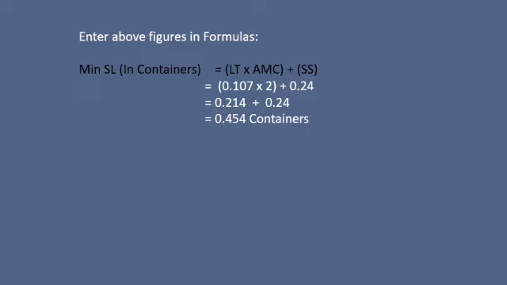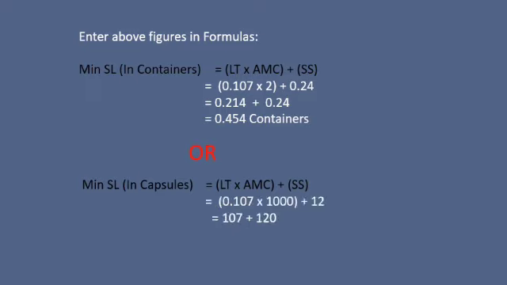Bear in mind that the quantities you can also work out as the quantity of capsules, but from the beginning decide which one you are going to calculate, either the capsules or the containers, and stick to that one formula. Otherwise, you will get confused with what you have on hand. So the other method to calculate the minimum stock level in capsules equals the lead time times average monthly consumption plus the safety stock. So we fill in the correct figures, we do the calculations, and we will see that the answer is 227 capsules.